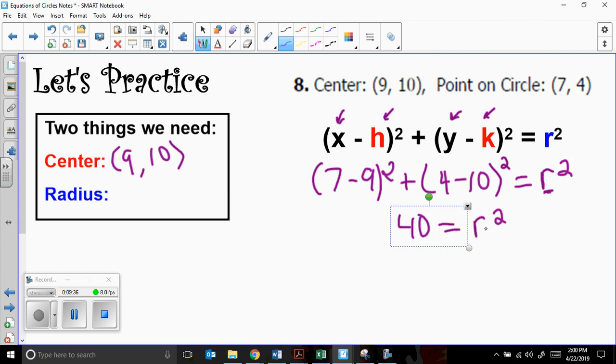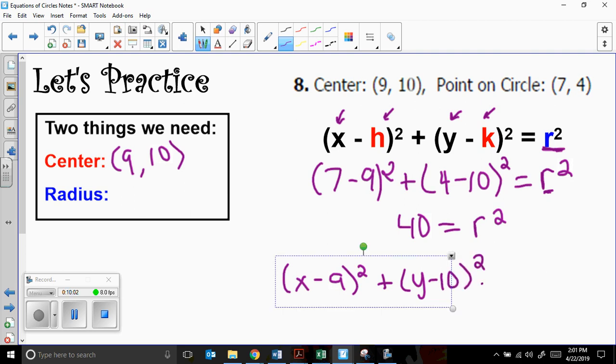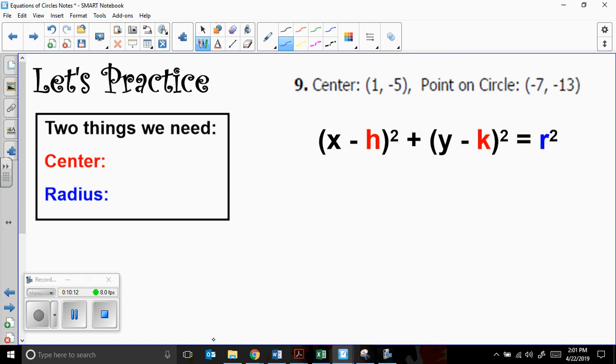Now, to find what the radius is, we would take the square root of 40. But for the sake of writing the equation, we want to know r squared over here, and this is what we had solved for. So instead of actually finding the radius unless they ask you for it, we're just going to leave it there. So now we have (x minus 9) squared plus (y minus 10) squared equals the radius squared, which is 40. Now 40 is not the radius, it is the radius squared. All right, so let's try it again.